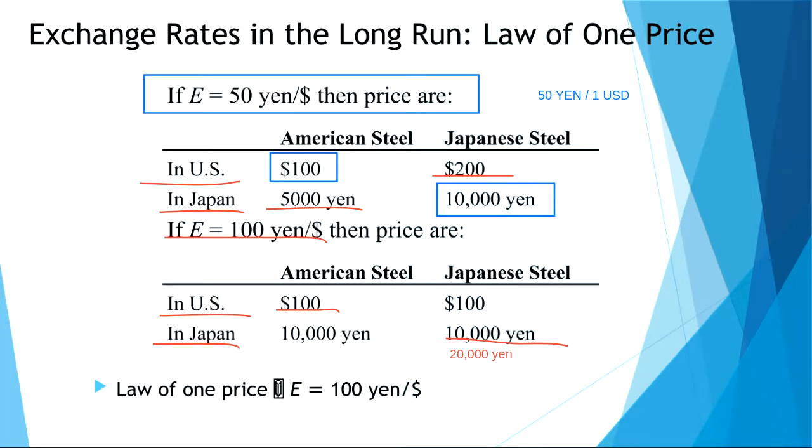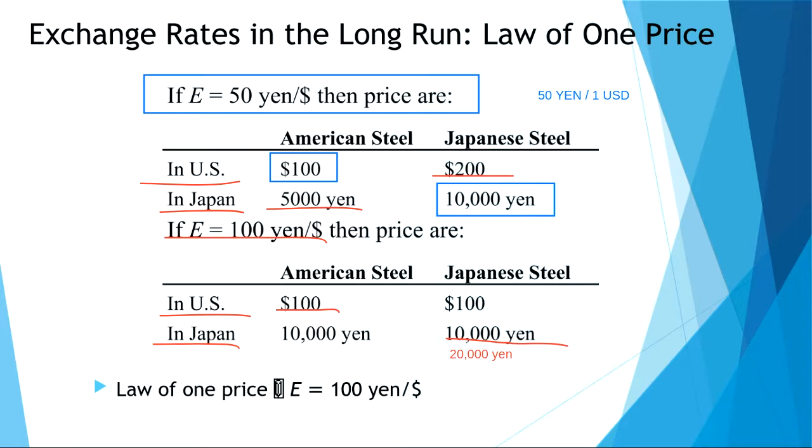So this states that the exchange rate between two countries will adjust to reflect the change in the price level of the two countries as well, right? Any change in the price level of the American steel or Japanese steel should be reflected, should change the exchange rate as well, right?